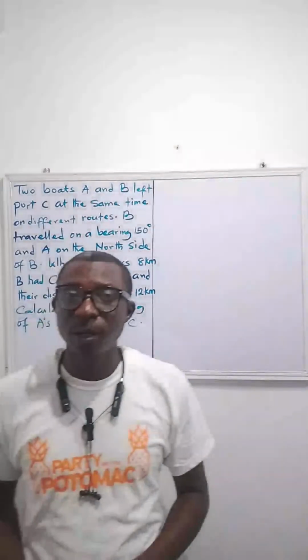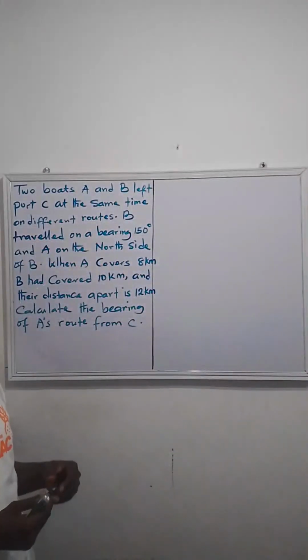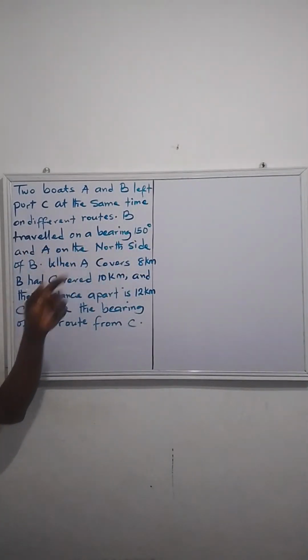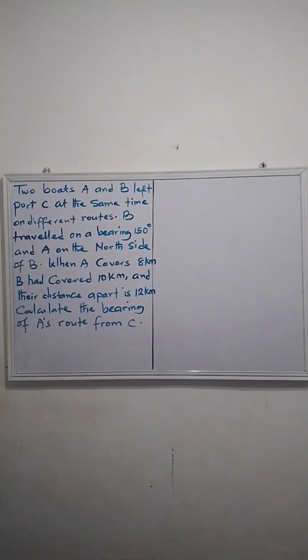All right, so let's start with the first question we have here. Two boats A and B left port C at the same time on different routes. A traveled on a bearing of 150 and B traveled on a bearing of 150 degrees and A on the north side of B. So when A covers 8 kilometers, B had covered 10 kilometers and their distance apart is 12 kilometers. So calculate the bearing of A's route from C.